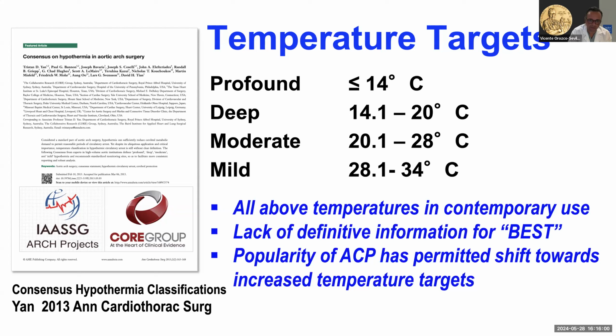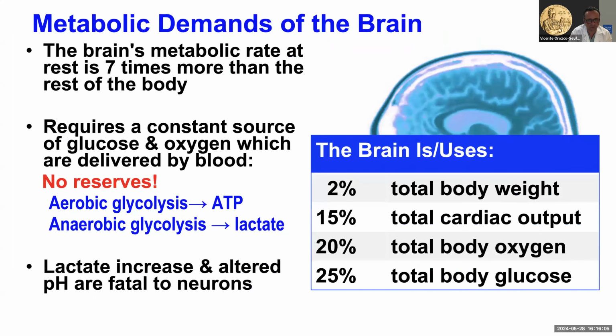There are some patients that we have to take to deep hypothermia, but those are more and more the rare occasions. But in order to know what temperature we're going to use, we have to go back to one of my favorite slides, to know why. And it's because of the metabolic demands of the brain. We know that the brain uses 2% of the total body weight, 50% of the total cardiac output, 20% of the total body oxygen, and 25% of the total body glucose. It has no reserves. It uses aerobic glycolysis and ATP. And having lactate secondary to the glycolysis increases the lactate and increases the brain damage just by having that.